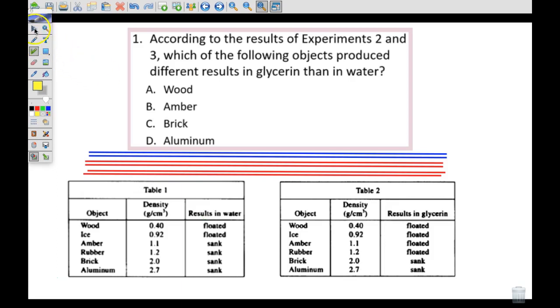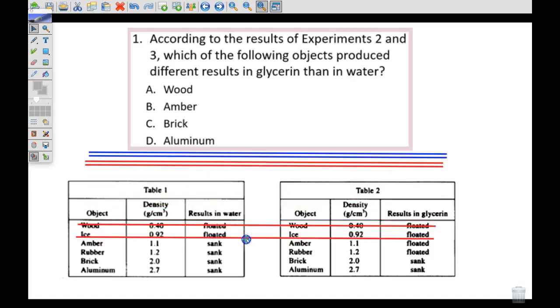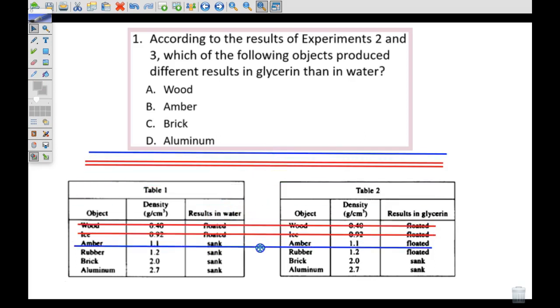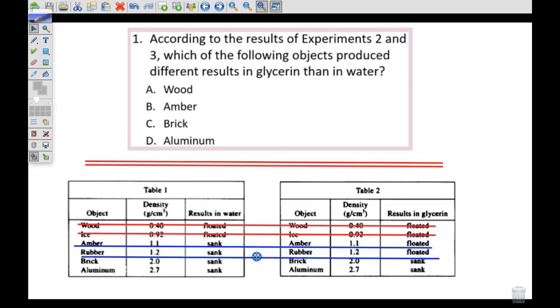Question number 1 asks, according to the results of experiments 2 and 3, which of the following objects produced different results in glycerin than in water? So I have to compare the results in tables 1 and 2. So the wood floated in both experiments, so that's not an option. The ice floated in both experiments, so that's not an option. Amber sank in the experiment with water, but floated in the experiment with glycerin, so that's a possible option. Rubber sank in the experiment with water and floated with the glycerin, so that's another possible option.